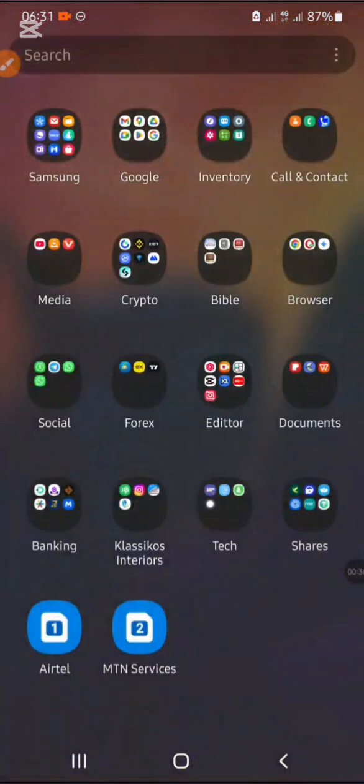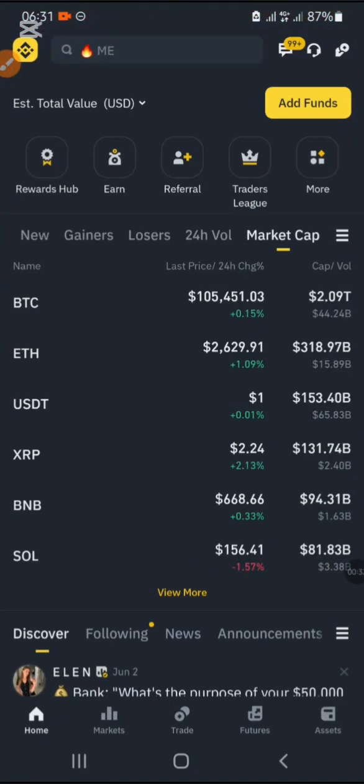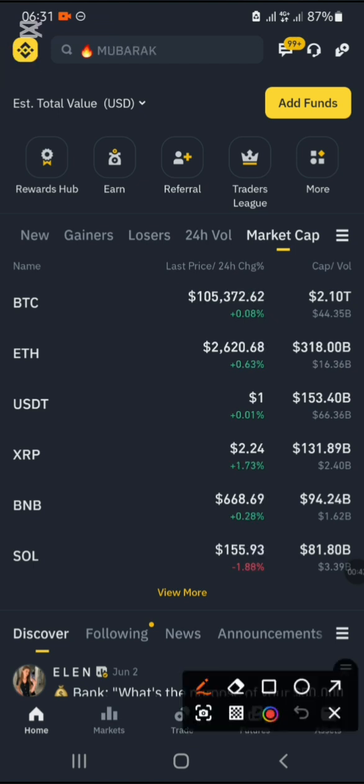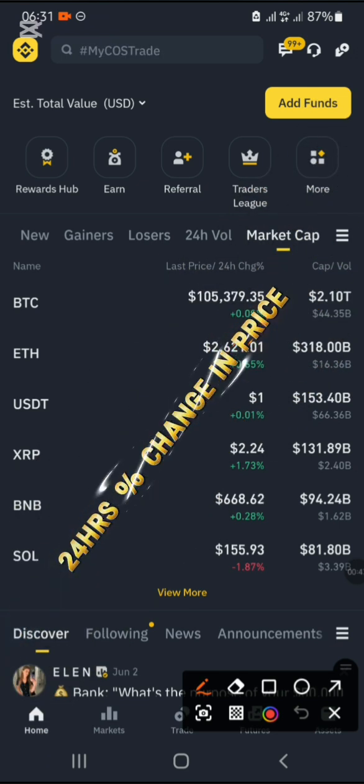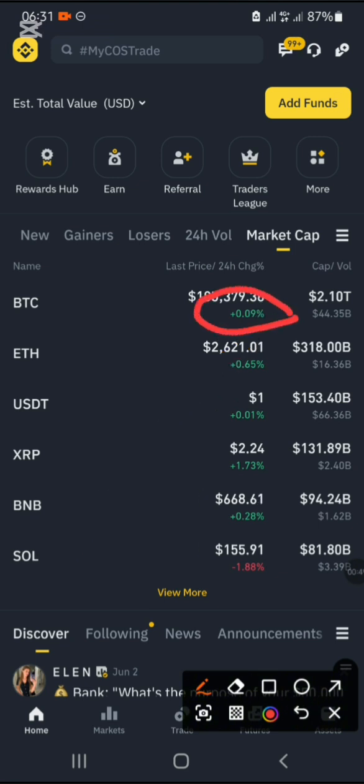Open your Binance, that's what I'll be using in this video. So just go straight to your Binance. This is my Binance here. I'm using the Binance app for the purpose of this tutorial. And the main indicator we are using for this strategy is BTC. So all we are going to do right now is watch out for one thing as far as this strategy is concerned. We are looking at the 24 hours change in price. That's the percentage.